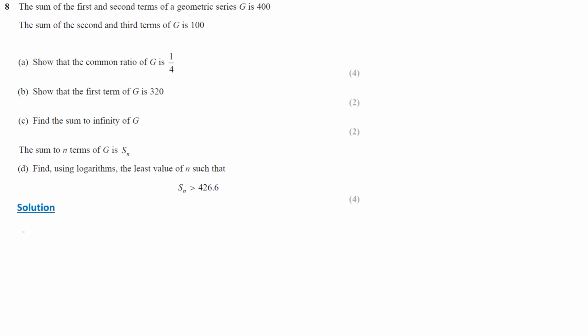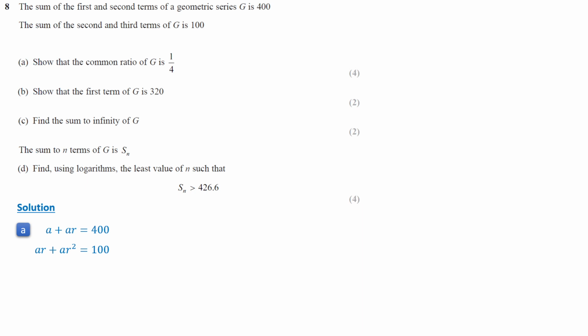We are given that the sum of the first term and second term of a sequence is 400, and the sum of the second and third terms is 100. We can form two equations: A plus AR equals 400, and AR plus AR squared equals 100.